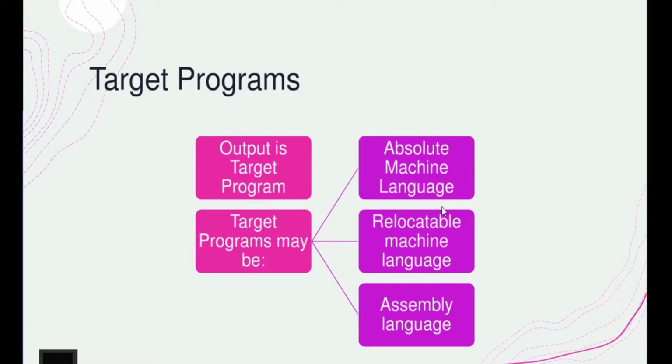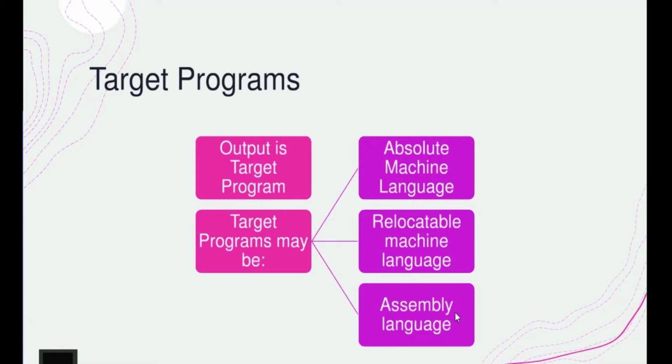Then relocatable machine language. A relocatable machine language program allows its subprograms to be compiled separately. The set of relocatable object modules can be linked together and loaded for execution by a linker. For the execution of relocatable machine language, we need what? We need a linker and loader.